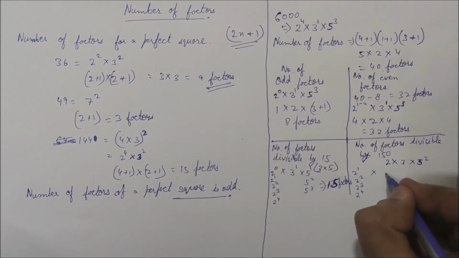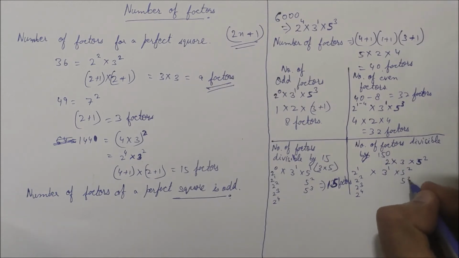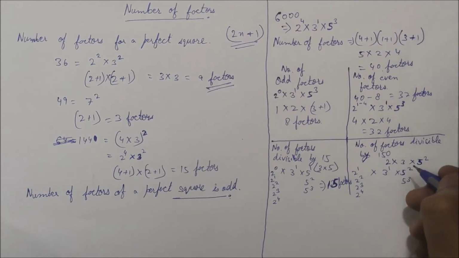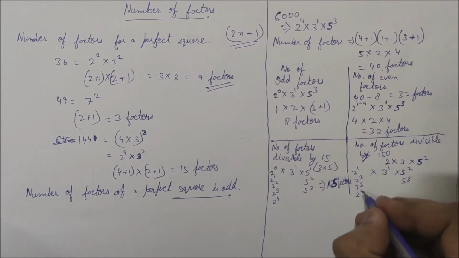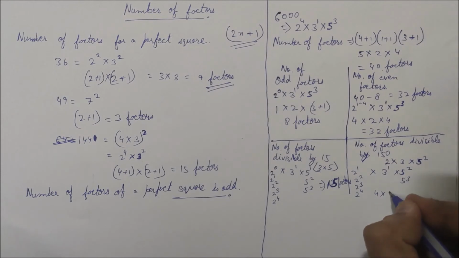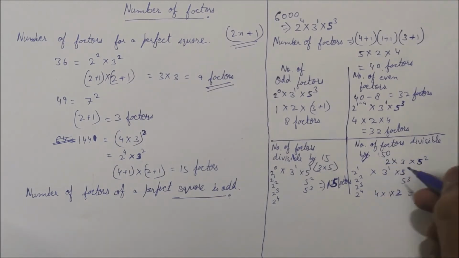For 3, I can take 3 to the power 1, not 3 to the power 0. For 5, I can take 5 to the power 2, 5 to the power 3. I can't take either 5 to the power 0 or 5 to the power 1 because there necessarily has to be at least 2 5's present in this condition. So there are 4 options, 1 option and 2 options. So there would be 8 such factors that are divisible by 150. So the number of factors of 6000 divisible by 150 would be 8.